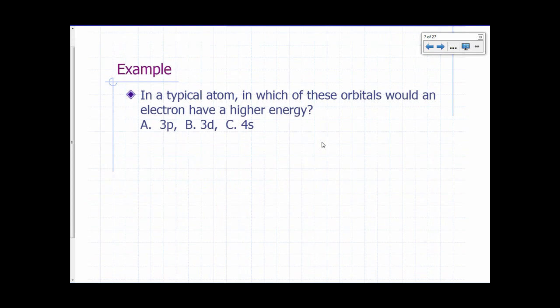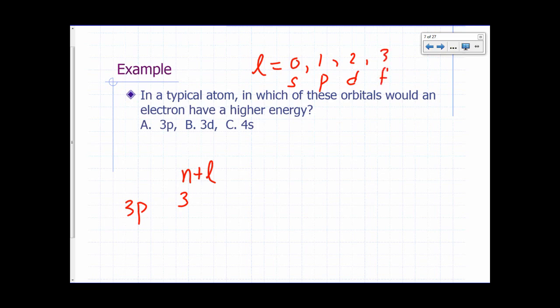So before we do that, let's just clarify. In a typical atom, in which of these orbitals would an electron have a higher energy? Then you go by n plus L, right? So n plus L for a 3p orbital: n is 3, and remember L is a code for s, p, d, and f, the quantum number L. If L is 0, you're dealing with an s orbital. If L equals 1, you have a p orbital. If L equals 2, you call that a d orbital. If L equals 3, you call that an f orbital. Okay, so a p orbital would have L equals 1, so 3 plus 1 would be 4.